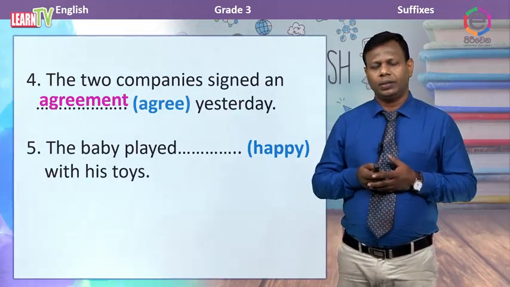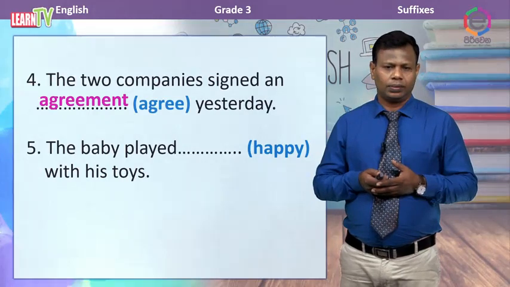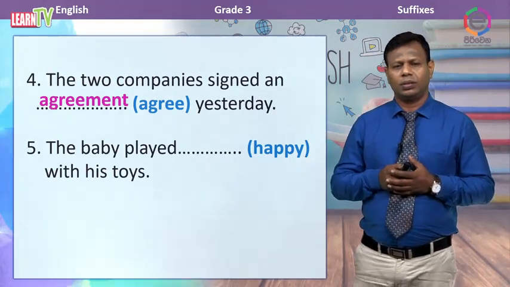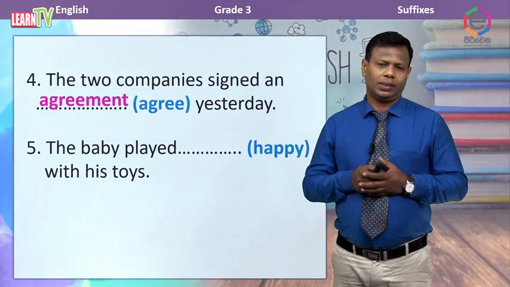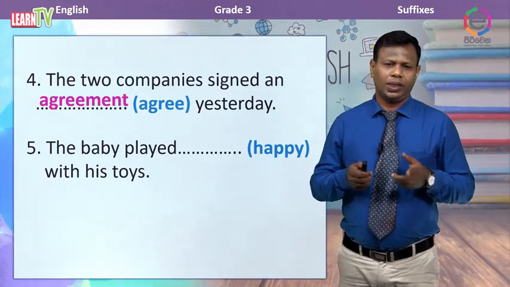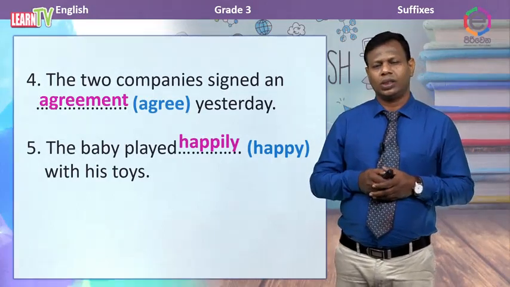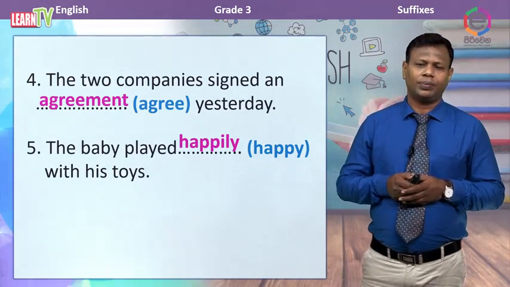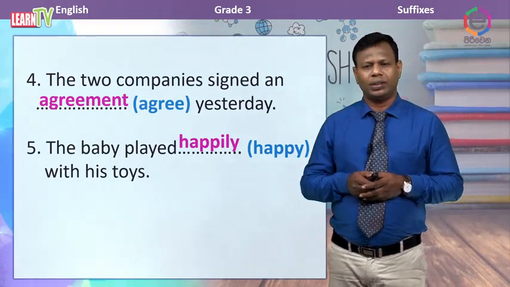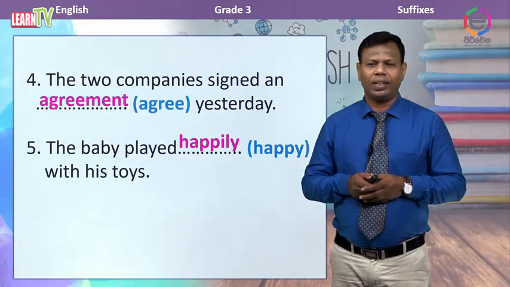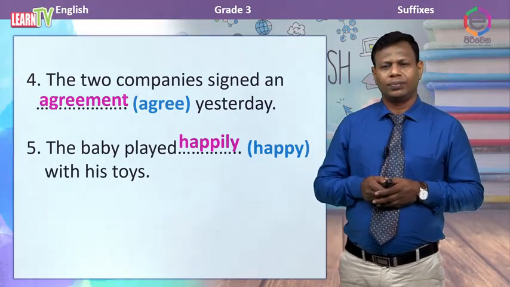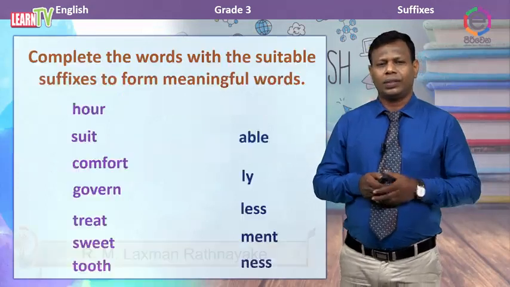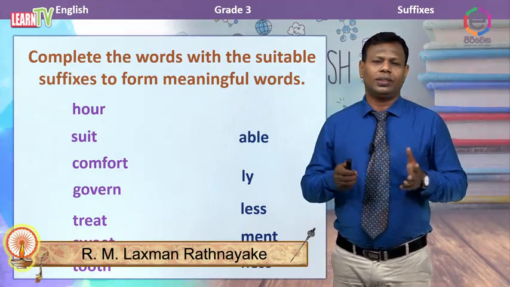The baby played with his toys. So far you made many more nouns, but here it is different. The baby played happily with his toys. I think you can do this activity willingly and easily after learning this lesson. Let's see one more interesting activity.